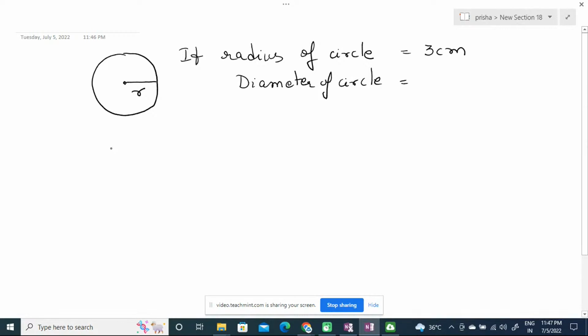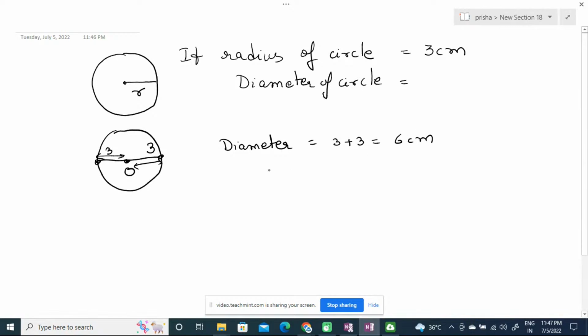Now this is the radius of the circle, and the diameter of the circle is the line which goes from the center and meets at two different points on the circle along with the center. Now this is 3 centimeter from here to here, and again this is 3 centimeter. So the diameter of the circle becomes 3 plus 3, that is 6 centimeter. Understood?